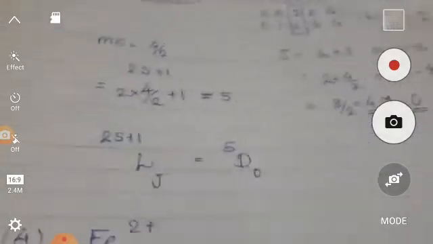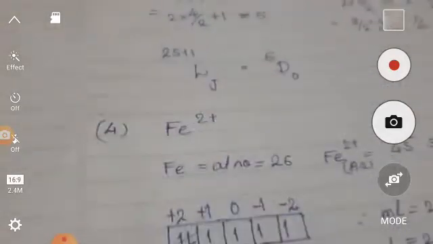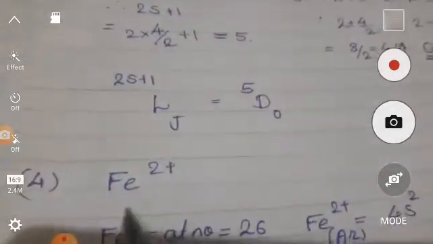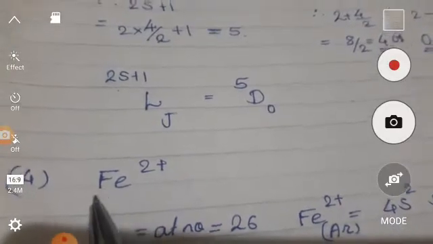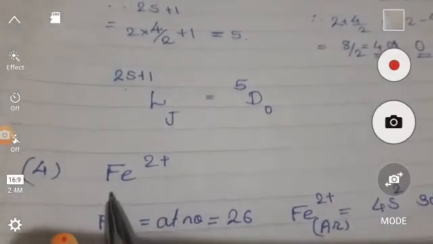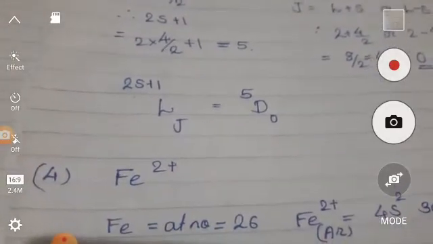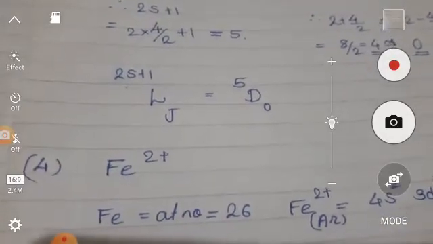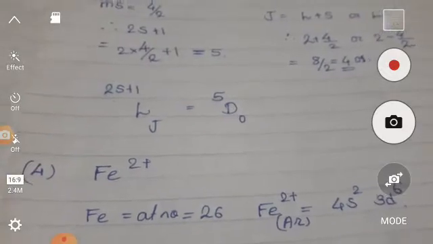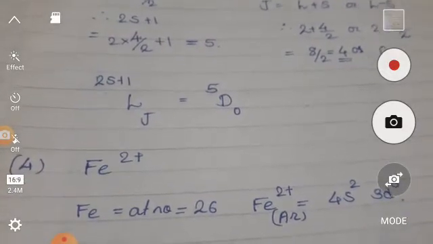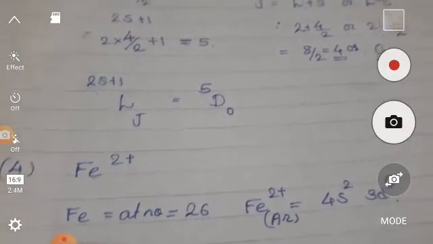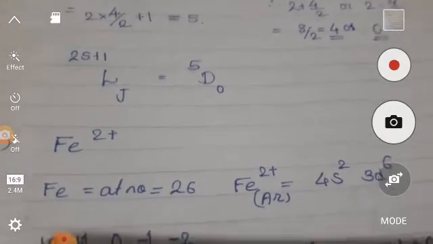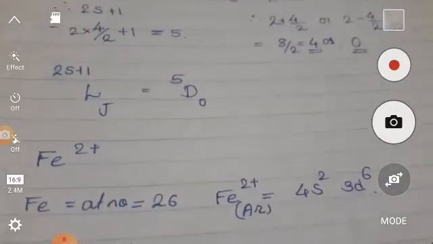Okay. Now the next problem is Fe2 plus. Okay, there is another ion, that is the Fe2 plus ion. So first, how to determine the RS term or Russell Saunders term of the Fe2 plus ion? Okay, so what is the atomic number of Fe? The atomic number of Fe is 26, and the outermost electronic configuration of Fe is 4s2 and 3d6.